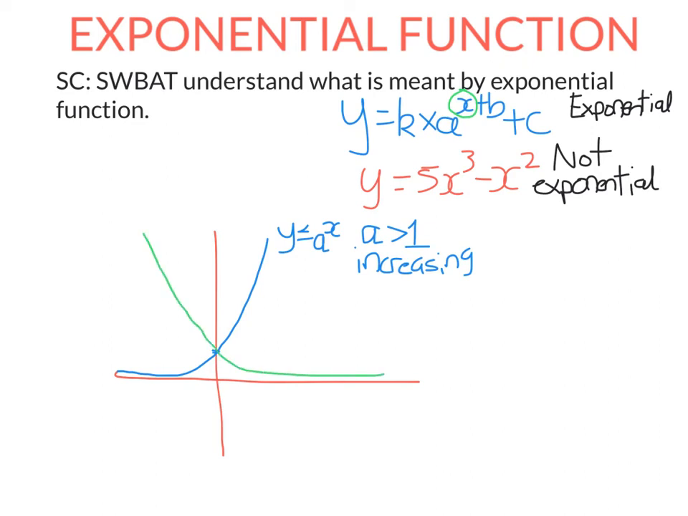You can get graphs that look like this. That's if a is less than 1. So if a is less than 1, we call it a decreasing exponential because, as you can see from the graph, as x is getting larger, y is getting smaller, in this case closer and closer to 0.